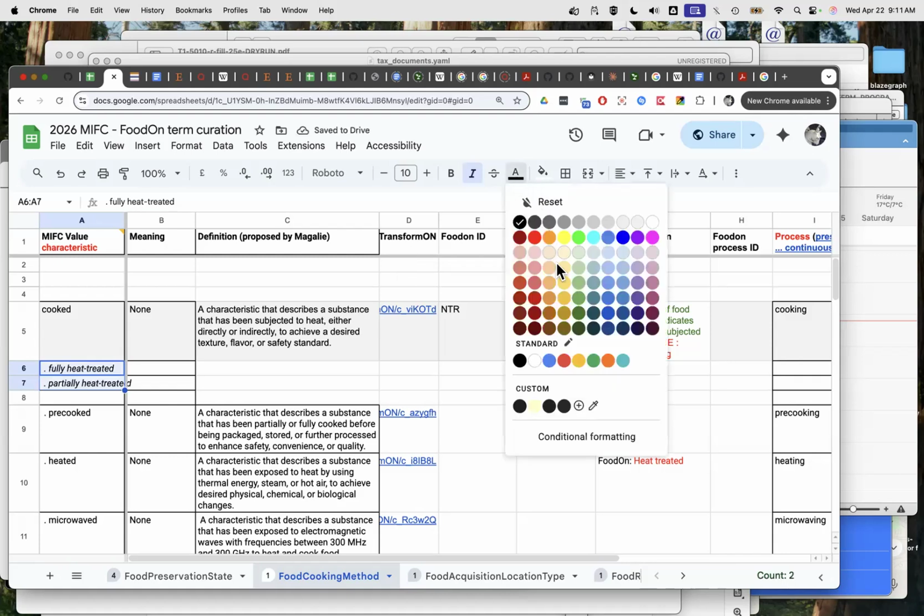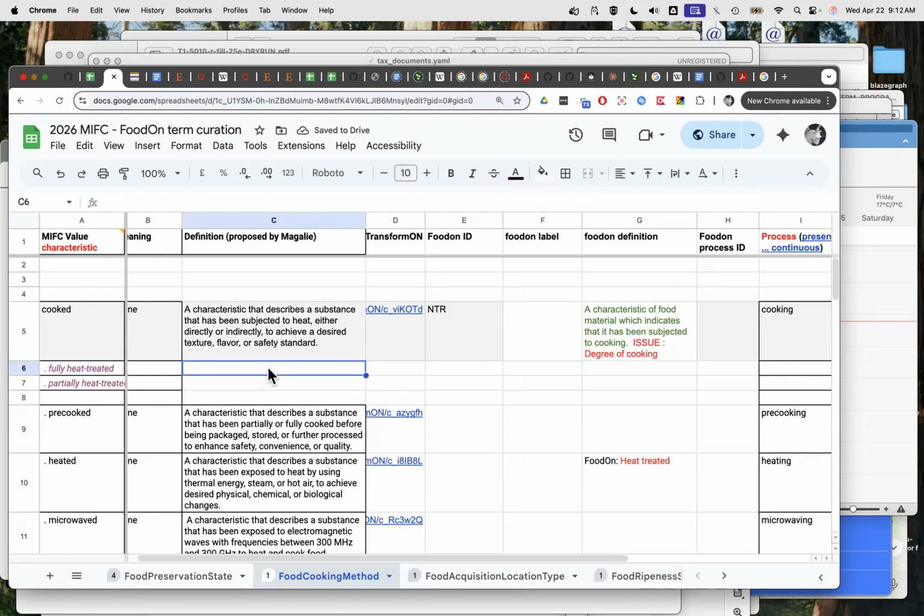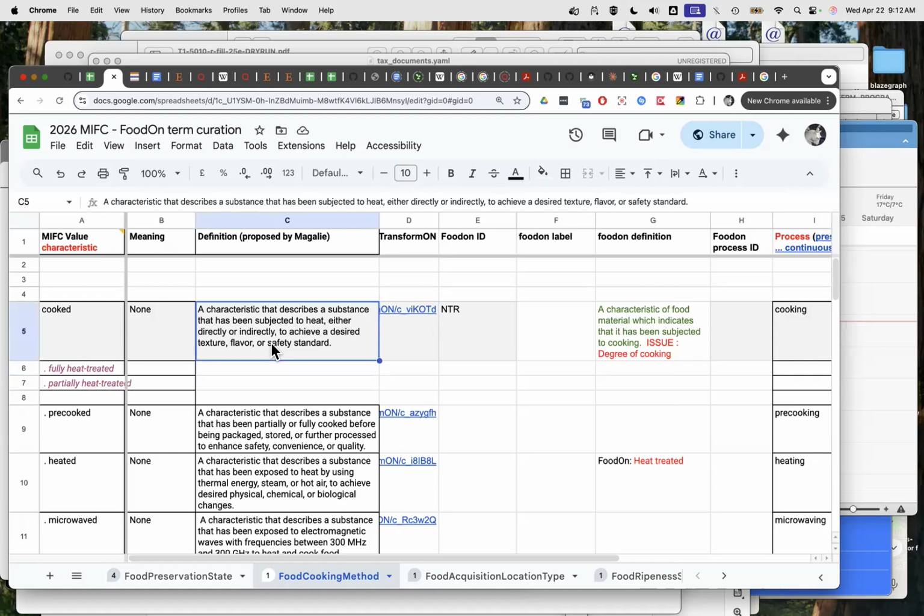Yeah, color's always good. How about purple? Okay, so what else to say here then?